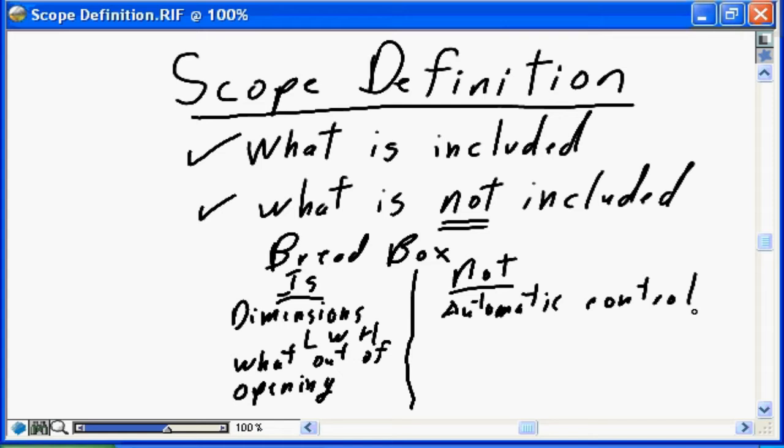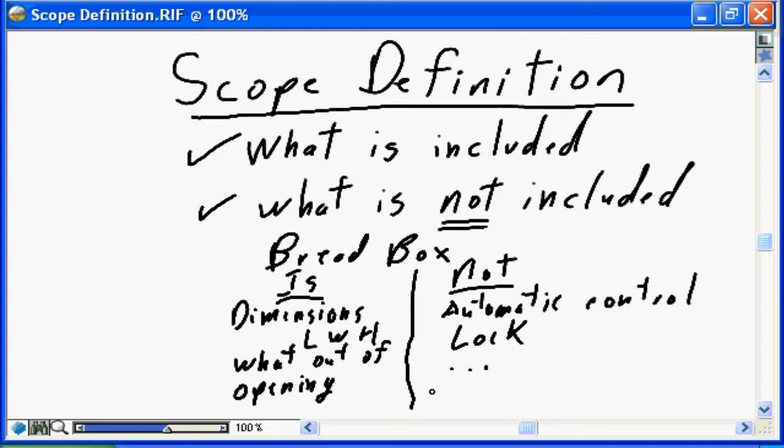We're defining automatic control for the bread box is not in scope. We're going to define that a lock on the door of the bread box is not in scope. We're going to define other components that maybe are feasible for a bread box. Again, the high-tech bread box with all the gadgets and all the whistles is going to be excluded, but that's not in our bread box.